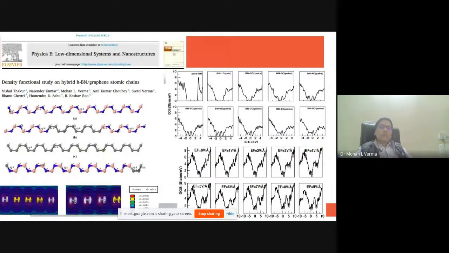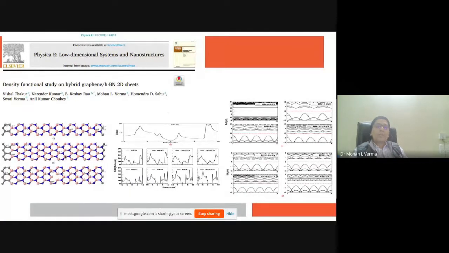One can also study a single chain of atoms. This is the study of hybrid BN and graphene, the atomic chain. By replacing two atoms of BN with carbon, the change is observed. That change in electronic properties is reported in this paper published in Physica E. And that was the single chain, and this is now the two-dimensional case, and the studies as a function of thickness are reported here.